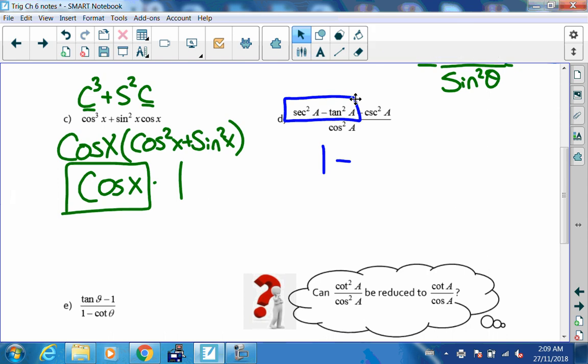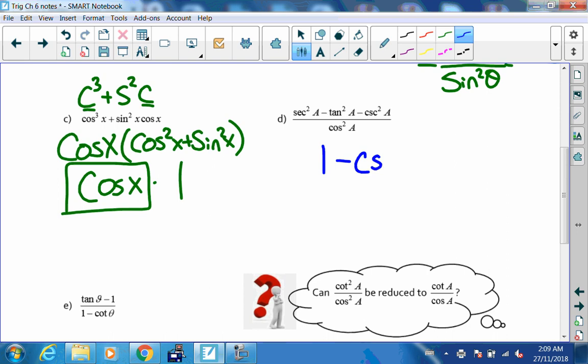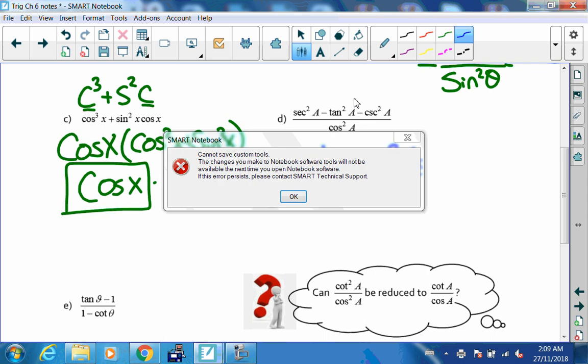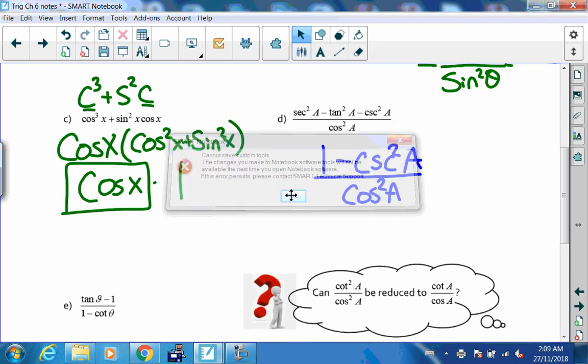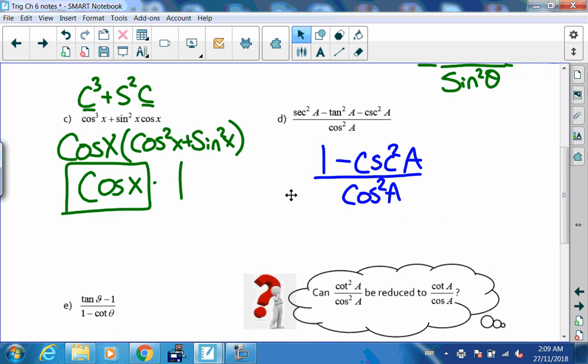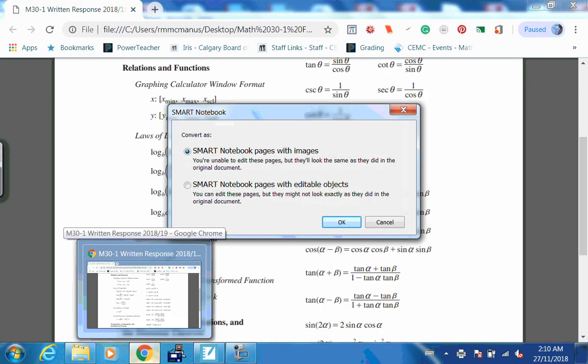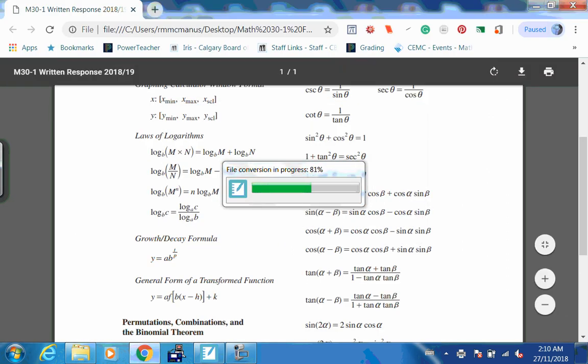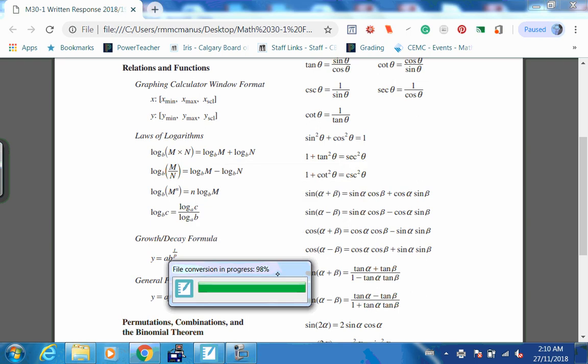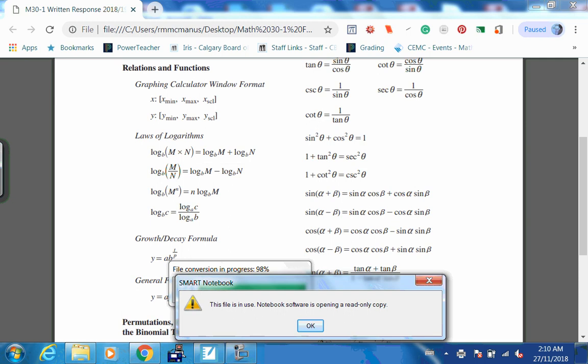But so anyway, secant squared minus tan squared, this thing is 1. So I end up with 1 minus cosecant squared of A, all divided by cos squared of A. Now, 1 minus cosecant squared, hey, that's a thing too. So now if we go back to our formula sheet, cosecant squared is cotan squared plus 1.